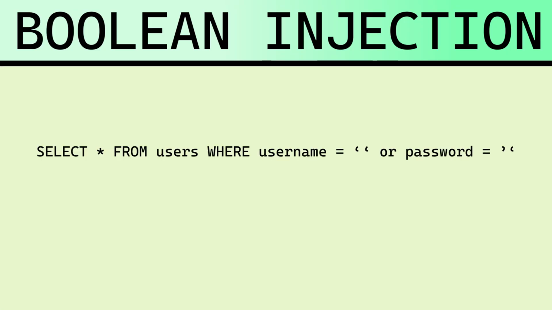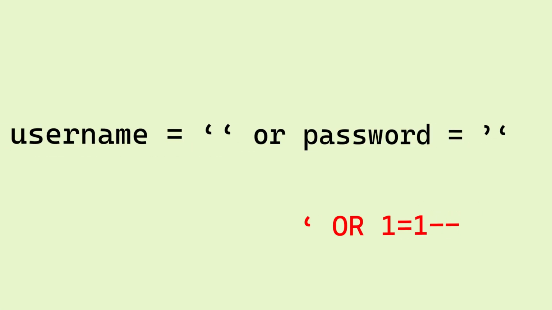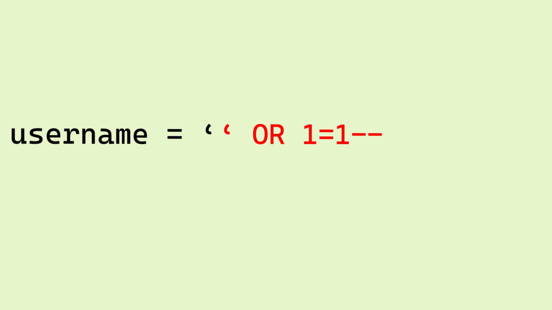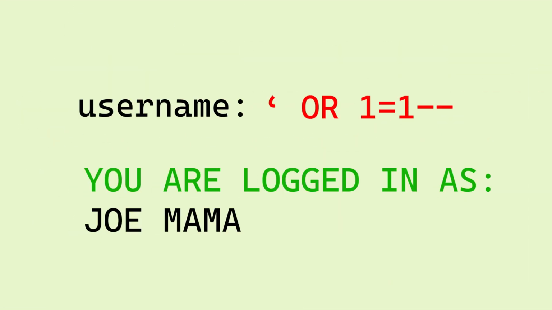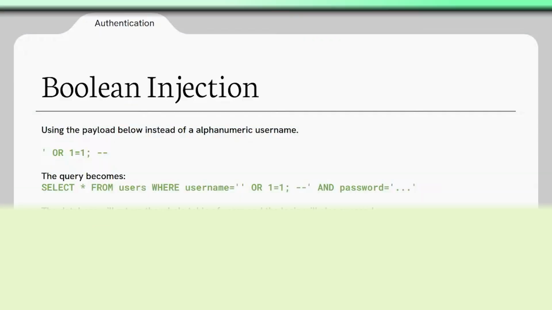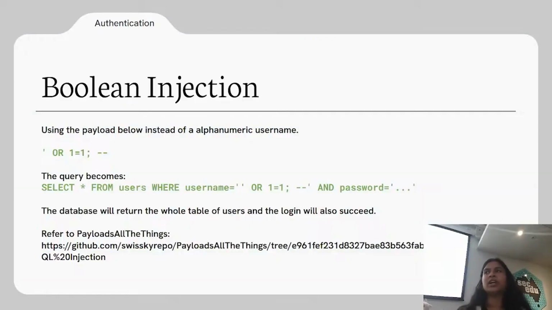So if we input this payload, the first one up there, instead of a username, the query becomes what I have up there. Inputting that will result in the database returning the whole table of users, and the login will also succeed, instead of what it should actually return, which is an error. You can refer to PayloadsAllTheThings. Specifically, the SQLi folder has a lot of good payloads for you to test out.